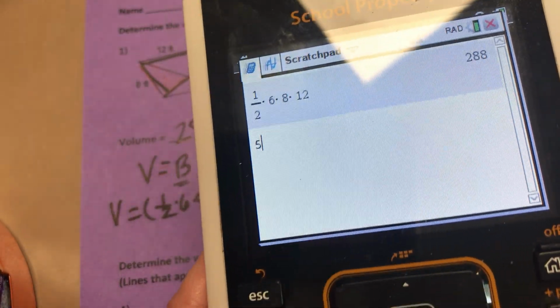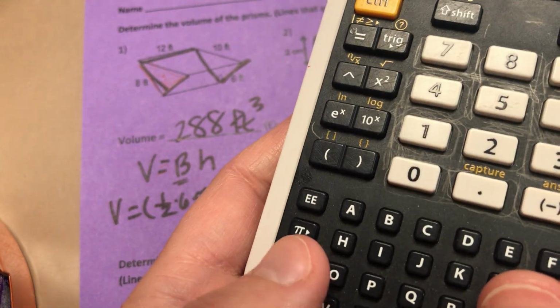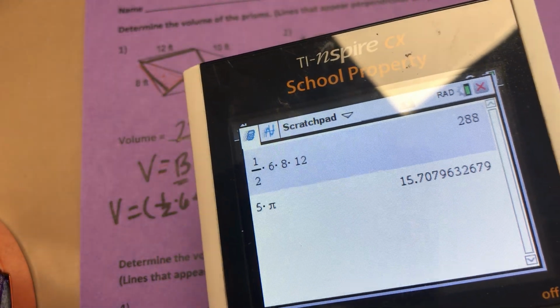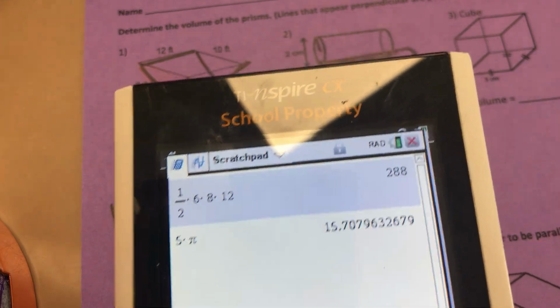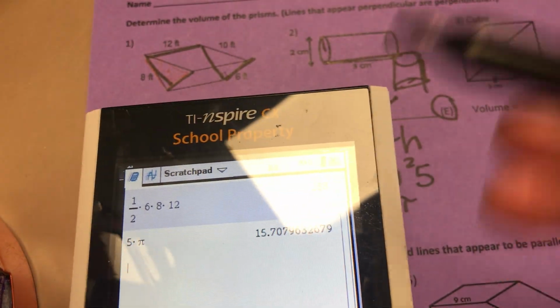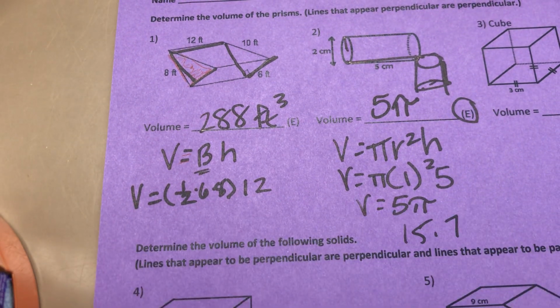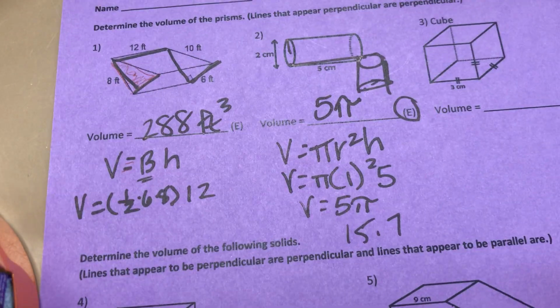If it said to round to the nearest whatever it might be, I would hit 5. As a reminder, the pi button is down here next to the letter H. Hit enter, and I would have 15.7 and so on. And then I'm assuming it would tell me to round to the nearest 10th in that case, which would be 15.7, but you would round appropriately.